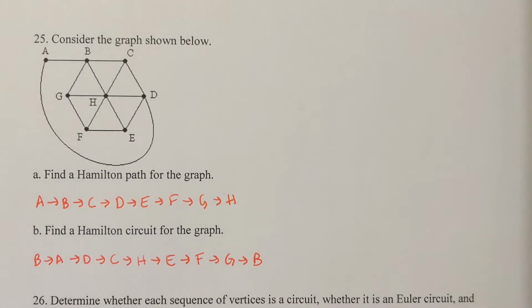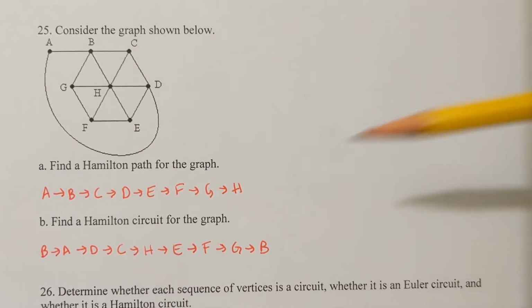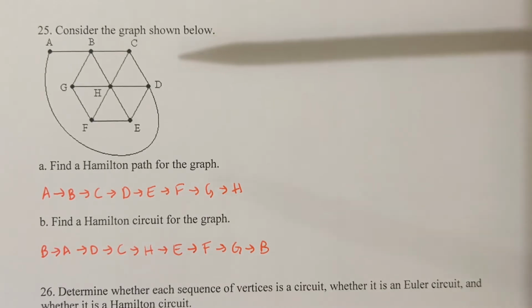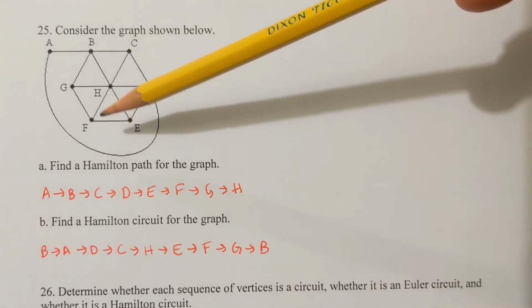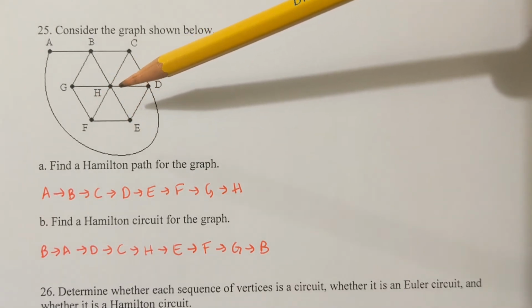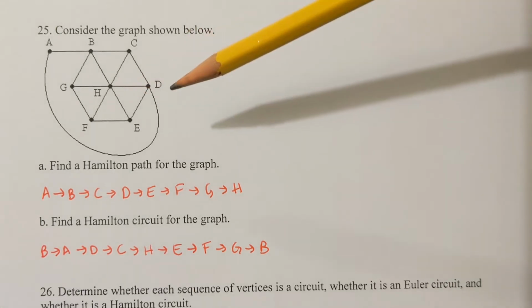Problem 25. Consider the graph shown below. Find a Hamilton path for the graph. So if I go A to B to C to D to E to F to G to H, I've used every vertex of the graph exactly once.